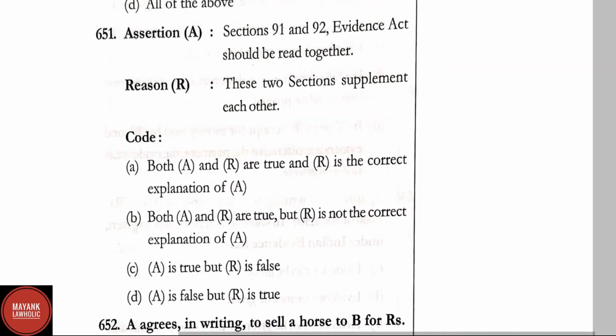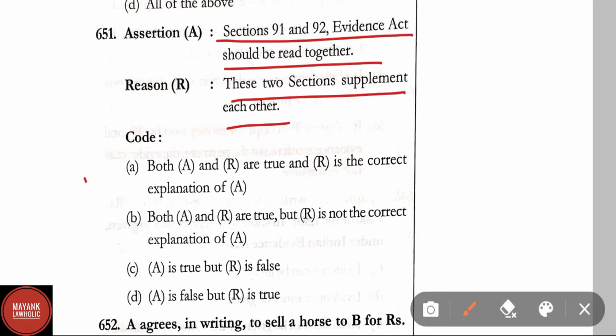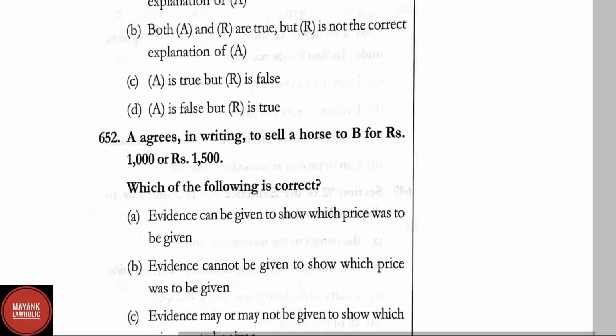Question number 651. Section 91 and 92 of the Evidence Act should be read together. These two sections supplement each other. Here correct answer is option A, that is both A and R are true and R is the correct explanation of A. Question number 652.